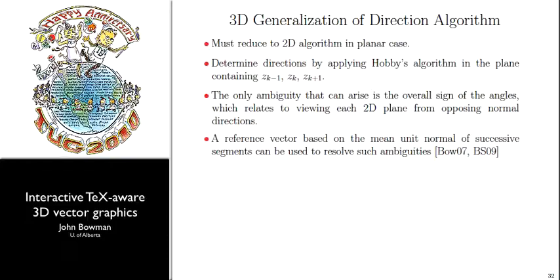The only ambiguity that can arise is in the overall sign of the angle. When you're in a 2D plane, you don't think about the fact that you could view this from below, or you could view it from above. And that's going to cause some orientation confusions. To sort those confusions out, you need a reference vector, and you can construct one. We arbitrarily construct it based on the mean unit normal of successive segments. And that's discussed in these papers. I'll give you the reference at the end. By the way, this is downloadable from the Asymptote website, which is on SourceForge. I meant to mention that at the beginning. If you want to follow along now, you just click on lecture on the Asymptote website.